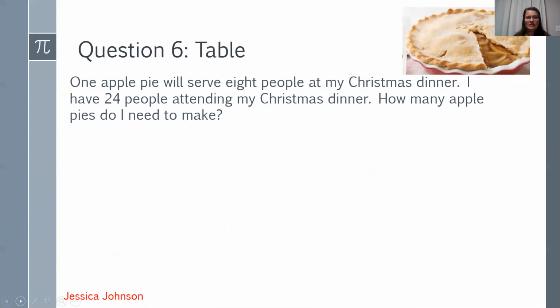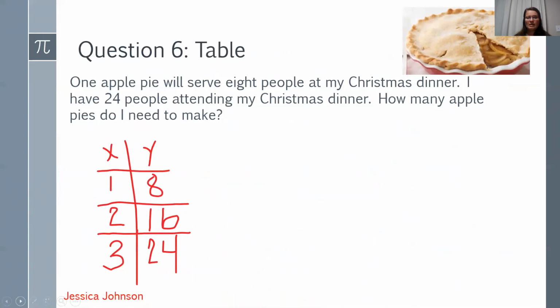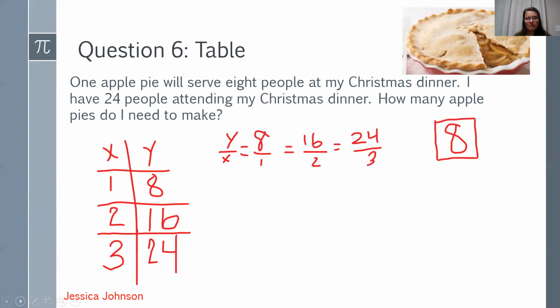The key to proportional reasoning is ratio. The relationship between 2 variables are always changing in a proportional ratio. This is my table. X represents each pie, and Y represents the number of people. 1 pie will serve 8 people, 2 pies will serve 16 people, and 3 pies will serve 24 people. How do we know this is really proportional reasoning, though? Let me show you. Take Y and put it over X, and we get 8 over 1, 16 over 2, and 24 over 3. Each time we get the answer of 8 when divided out.